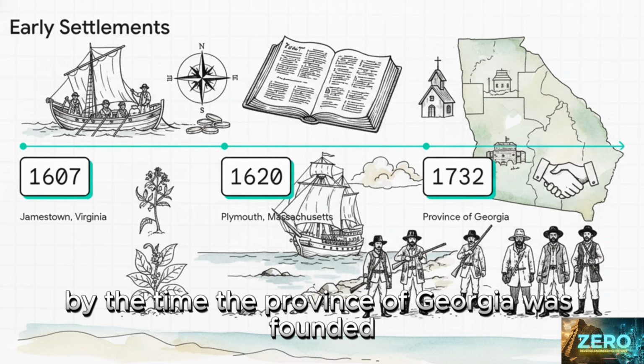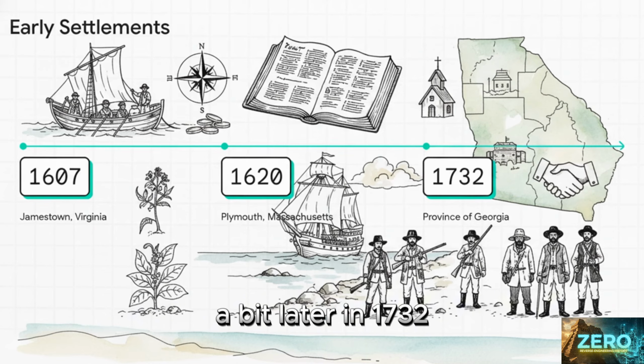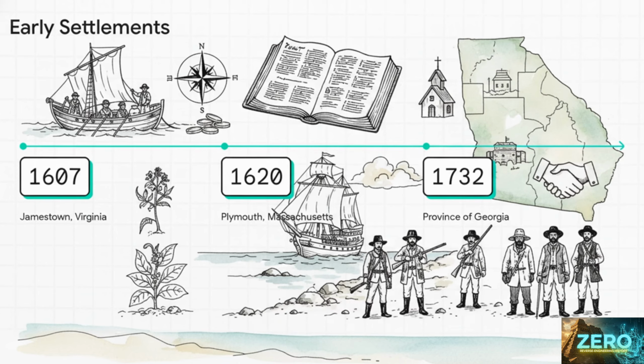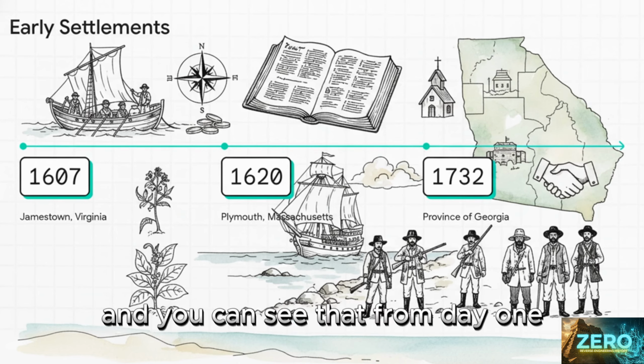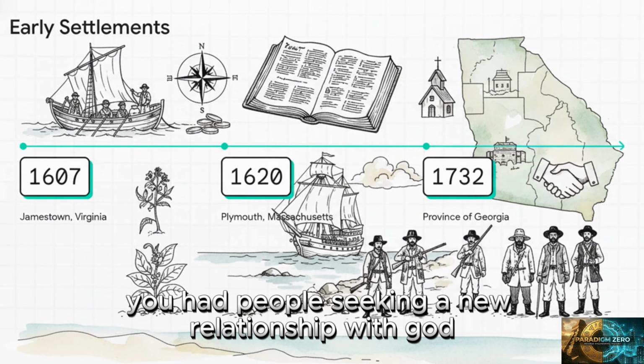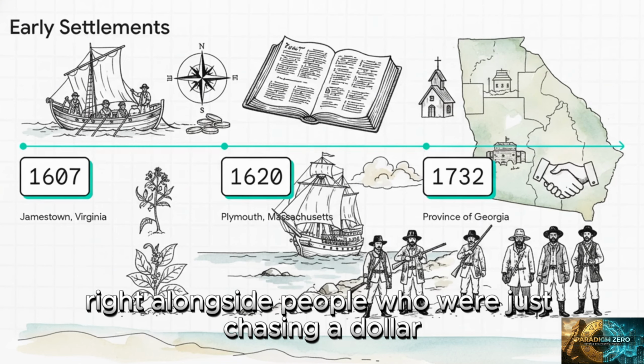By the time the province of Georgia was founded a bit later in 1732, the original 13 colonies were fully established. And you can see that from day one, America's DNA was this really fascinating mix. You had people seeking a new relationship with God, right alongside people who were just chasing a dollar.